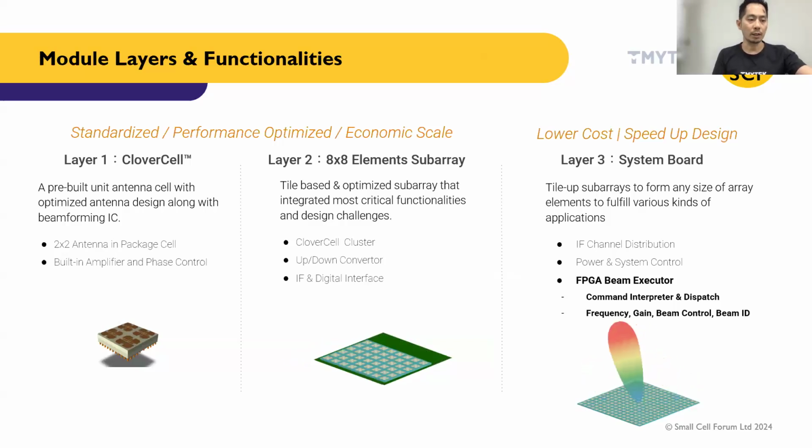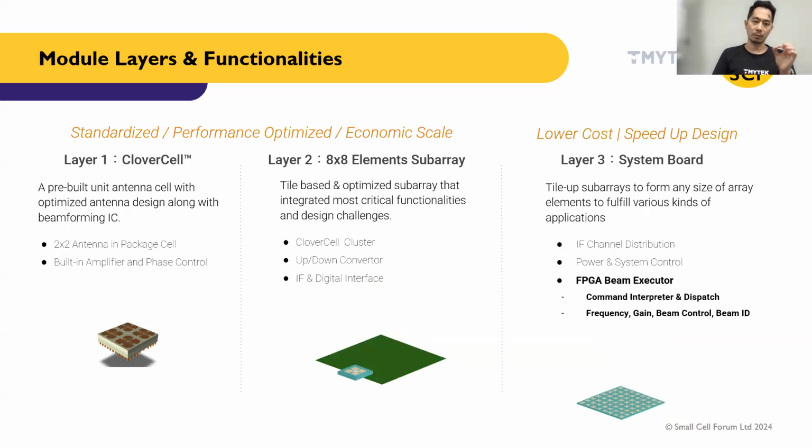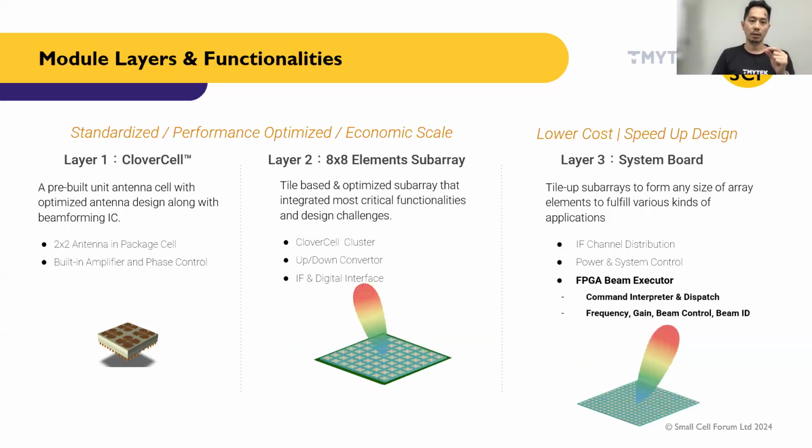So you can see here, the cloud cell is dedicated, it has an antenna. We build in the beamforming IC and antenna, so it can be a 2x2 or 2x4 antenna array. In this small size, we call it the antenna in package chip. So we build in a phase shifter and also the amplifier.